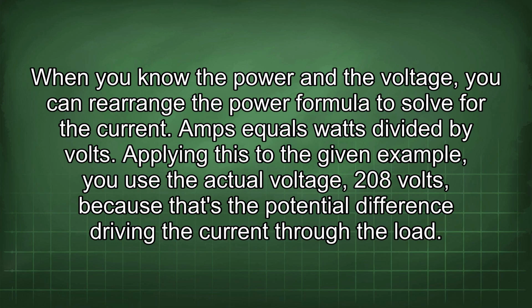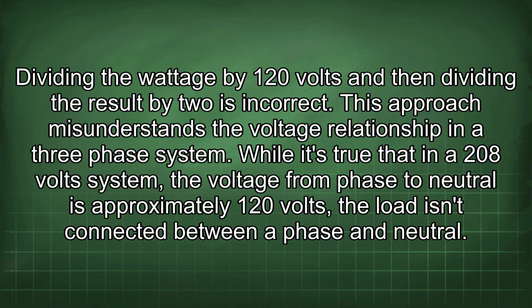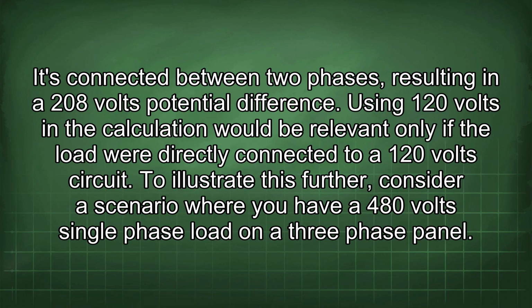current through the load. Dividing the wattage by 120 volts and then dividing the result by 2 is incorrect. This approach misunderstands the voltage relationship in a three-phase system. While it's true that in a 208 volt system, the voltage from phase to neutral is approximately 120 volts, the load isn't connected between a phase and neutral. It's connected between two phases, resulting in a 208 volts potential difference.